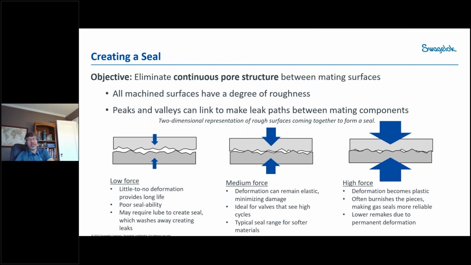So when we look at creating a seal versus permeation, really creating a seal means we have two mating surfaces and we're pressing them together so that it eliminates the continuous pore structure. Typically, these components are machined surfaces. These machined surfaces have a certain roughness to them, and that's what I'm trying to show in these crudely drawn gray pieces. These machined surfaces are being pushed together harder and harder. I start with the low force on the left side and go to a high force on the right side. And again, what we're trying to do here is eliminate that continuous pore structure.